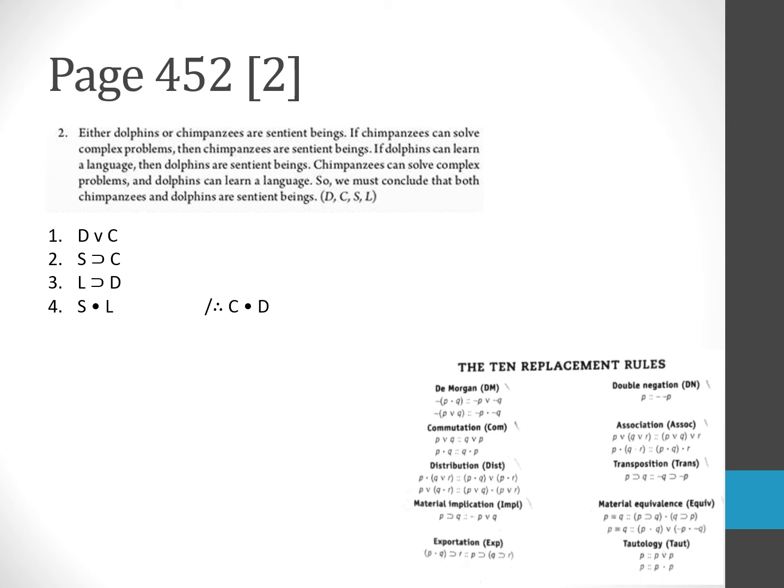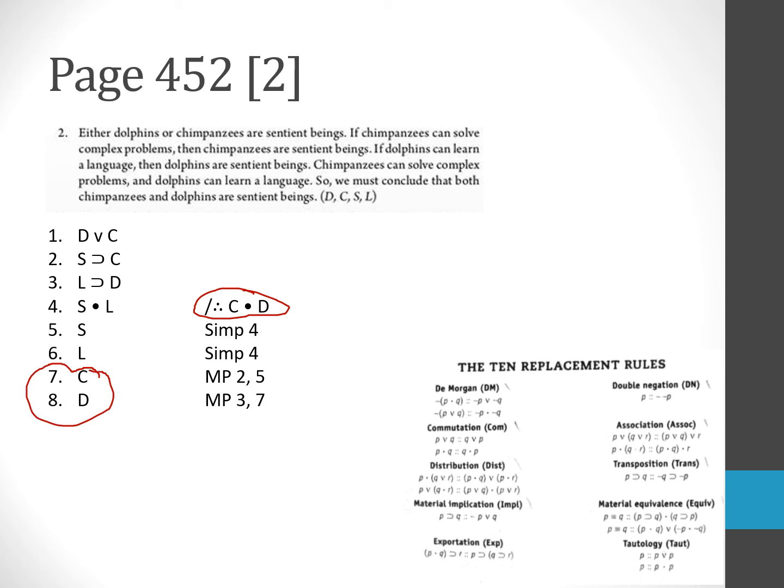Well, I think our first move is going to be to simplify 4. Yeah, that's what we do here, and that just gives us some more options. We can now do modus ponens on 2 and 3. That's what we do in 7. We do it on 2. That gives us C. On 8, we do it on 3. That gives us D. And look at that. Now we can just conjoin these two and call it a day.